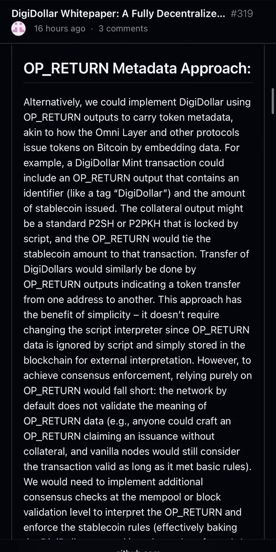OP_RETURN metadata approach. Alternatively, we could implement DigiDollar using OP_RETURN outputs to carry token metadata, akin to how the Omni layer and other protocols issue tokens on Bitcoin by embedding data. For example, a DigiDollar mint transaction could include an OP_RETURN output that contains an identifier, like a tag DigiDollar, and the amount of stablecoin issued. The collateral output might be a standard P2SH or P2PKH that is locked by script, and the OP_RETURN would tie the stablecoin amount to that transaction. Transfer of DigiDollars would similarly be done by OP_RETURN outputs indicating a token transfer from one address to another.